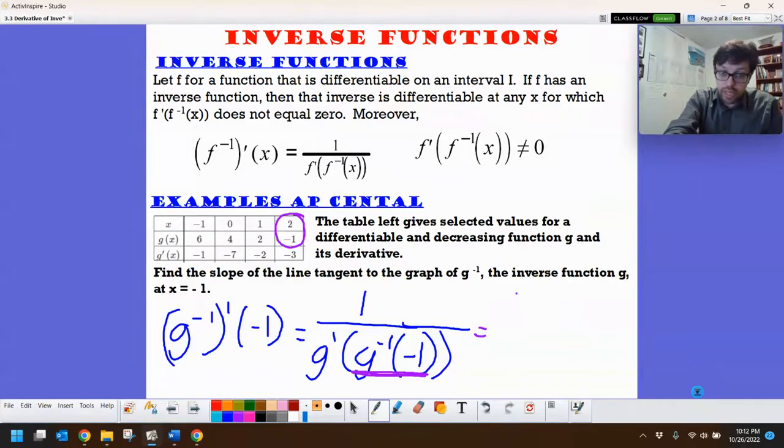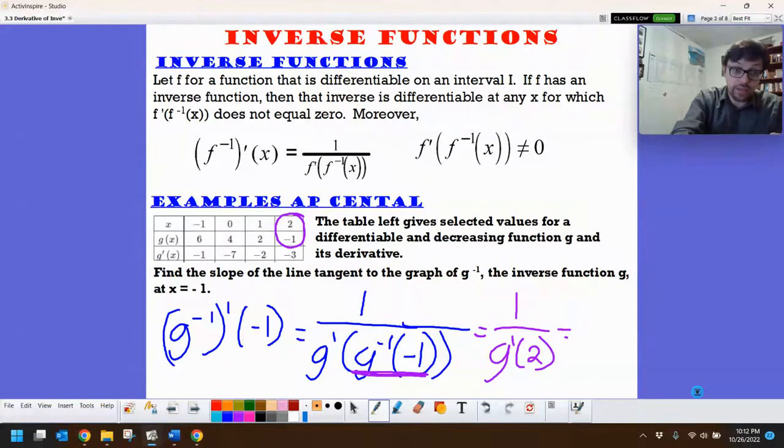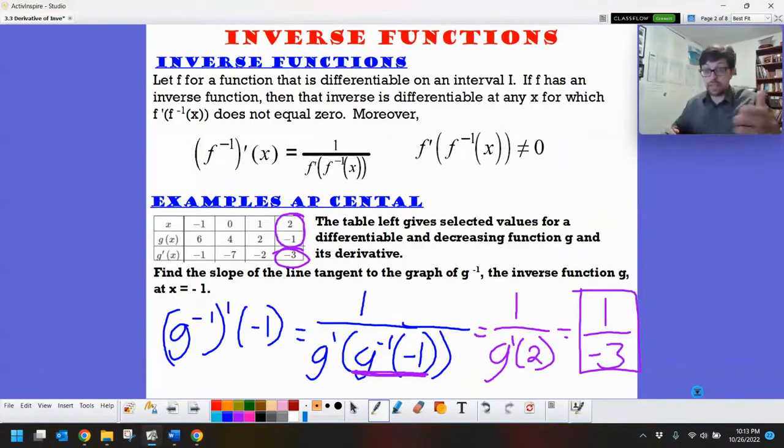So now we're looking at 1 over the value of the derivative at 2. So the value of the derivative at 2 is negative 3. So this is going to be 1 over negative 3. That is the value of the inverse's derivative at negative 1.